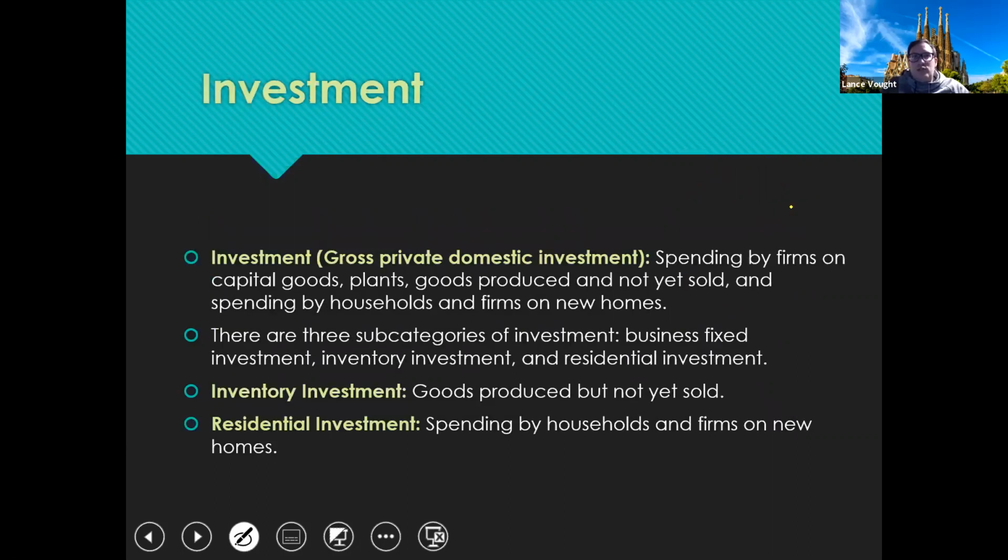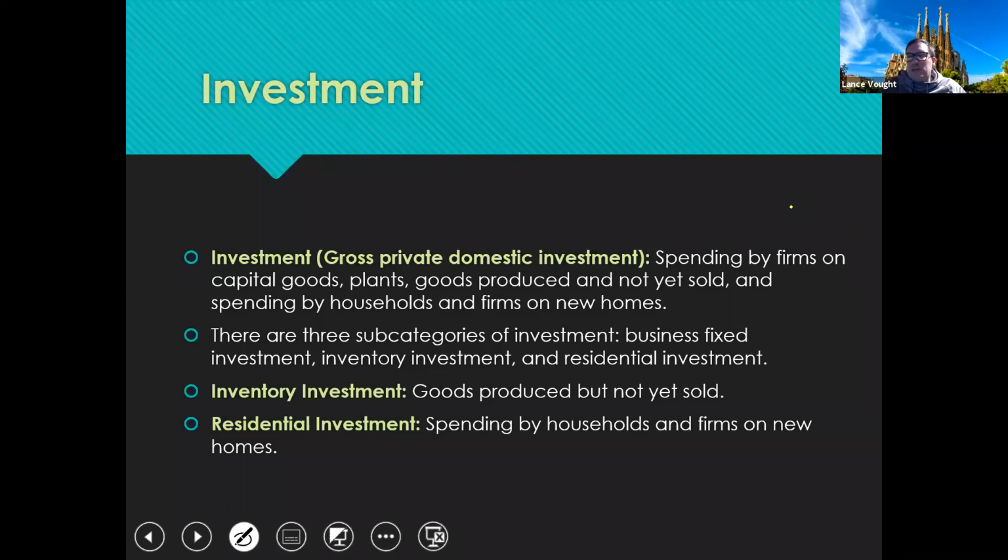The second component of GDP is investment. So investment, some textbooks call it gross private domestic investment, but the catch-all term is investment. There are three subcategories of investment, which basically encompass the definition of investment. Basically, investment is spending by firms on capital goods, plants. So plants, not like, oh, we're gonna have some roses and tulips in the office building, but like the actual production plant, where the assembly and the production of the product is happening.